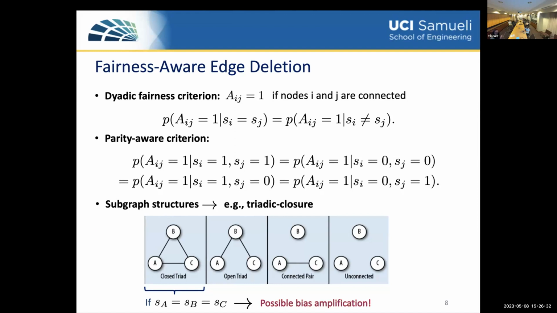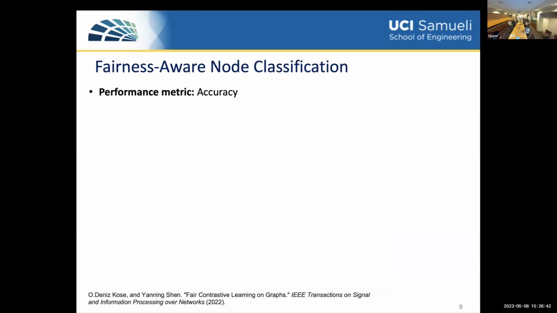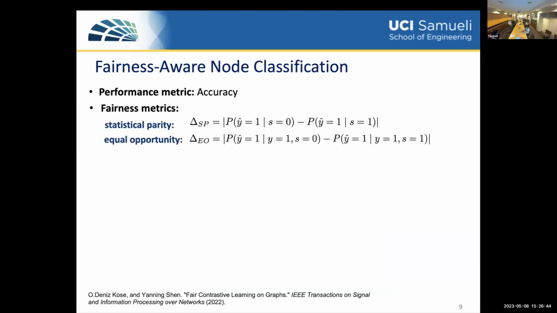Then based on these criteria, as you can think, we can just sample from the network edges, network connectivities, and generate a different version of it. Okay. So we tested this intuitive algorithm, and the performance metric is the accuracy of node classification. And the fairness metric is the statistical parity and equal opportunity.